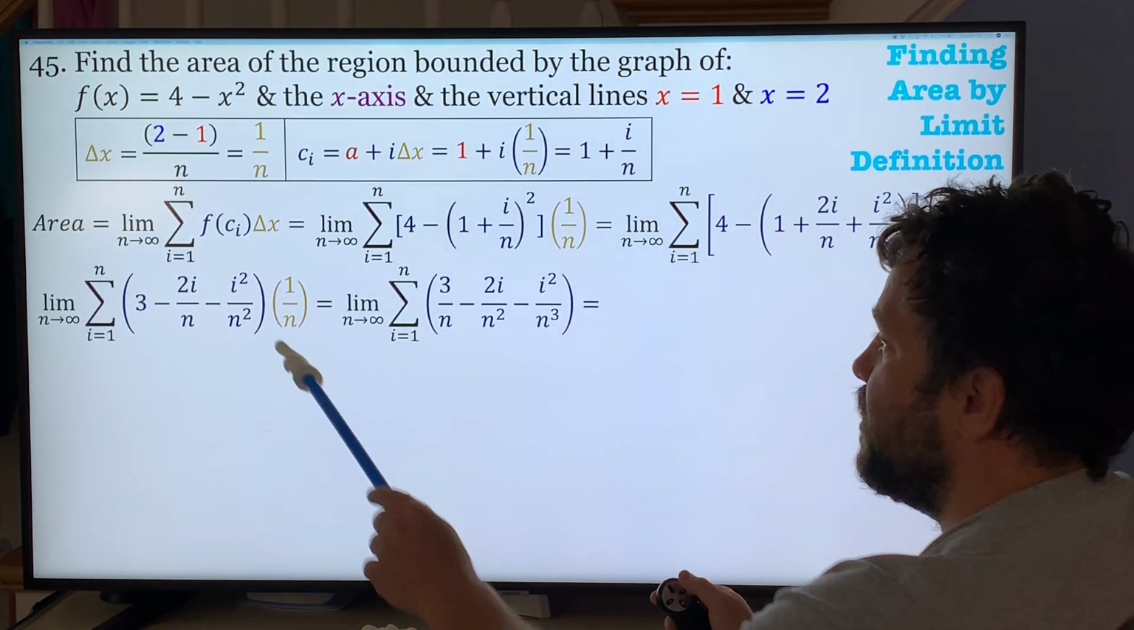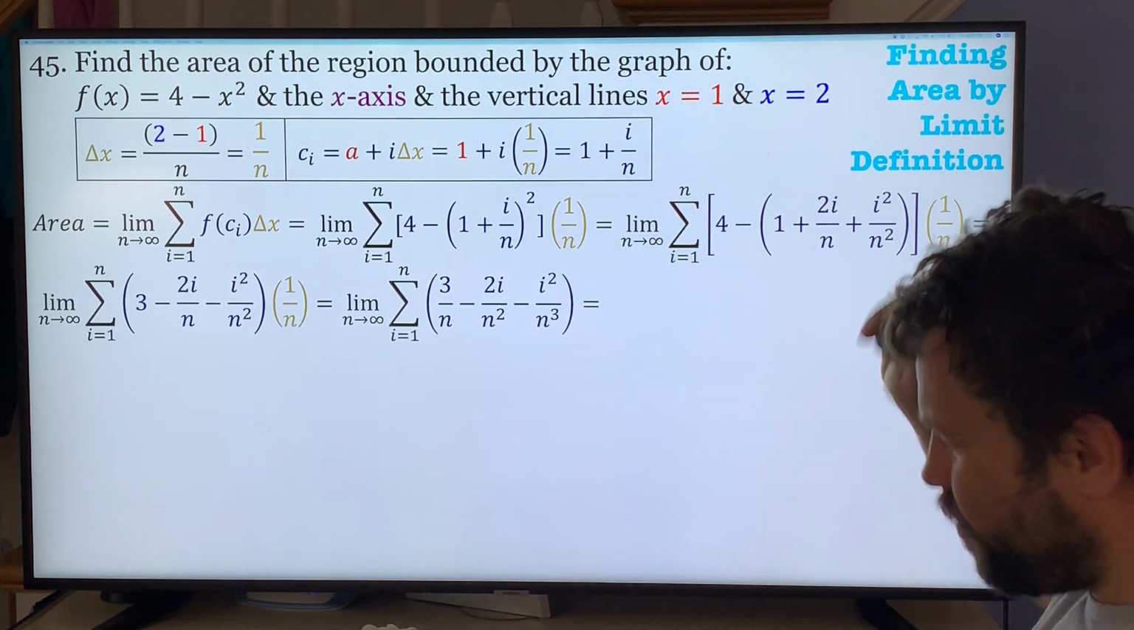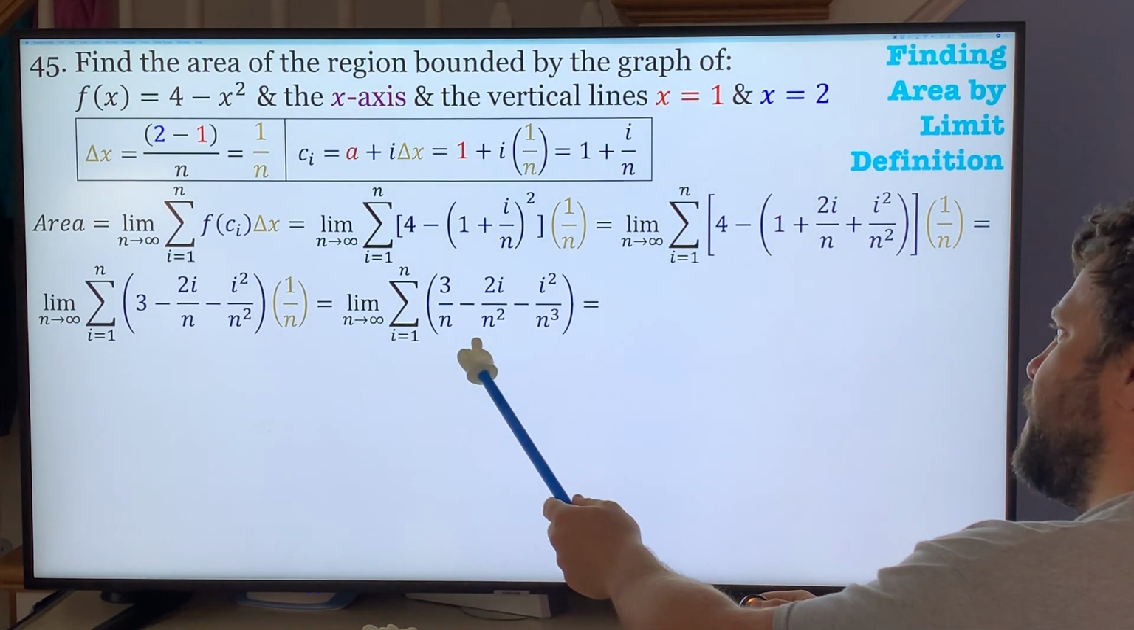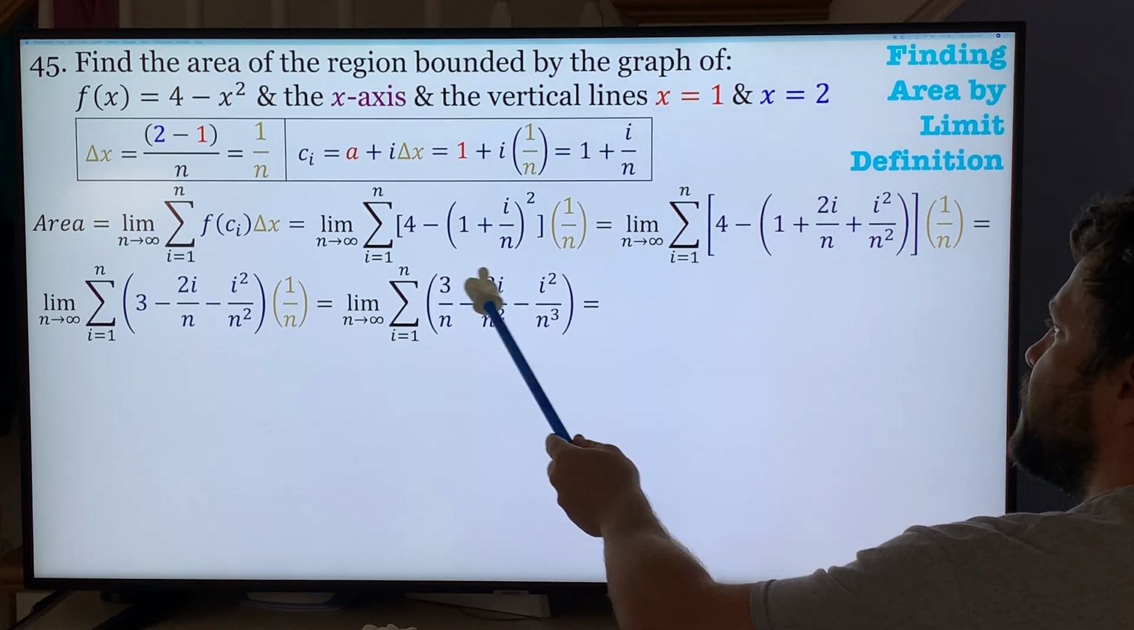I'm going to show you right now, if I don't pull it up front and I multiply it through all of them, how it changes. Like I said, 3 different ways to get the same answer. Alright, so we don't care about the n's, we care about the i's. So we're going to sum each one of these.